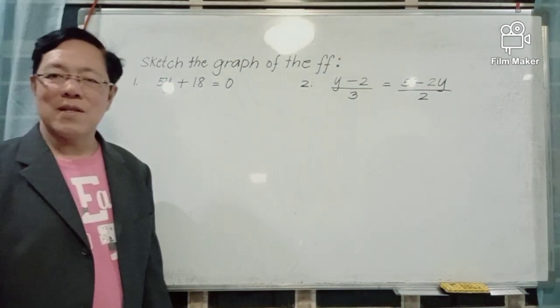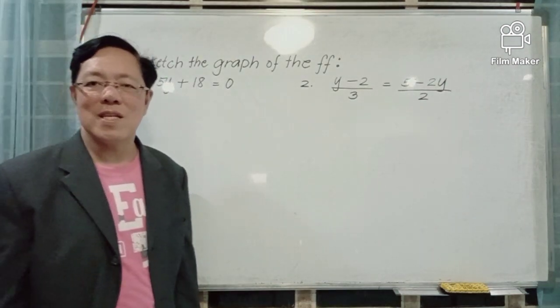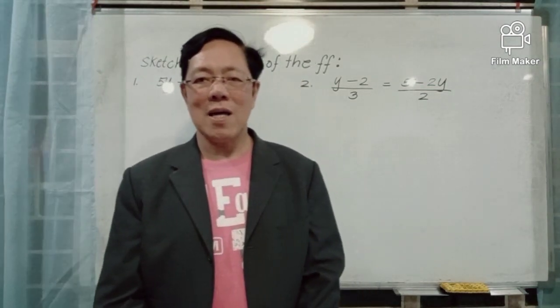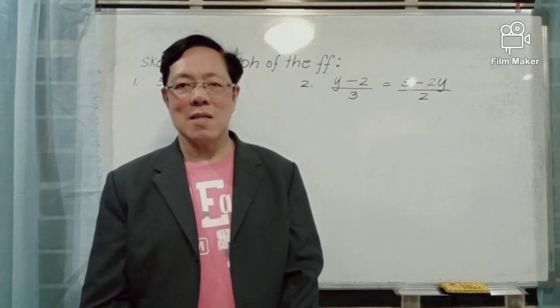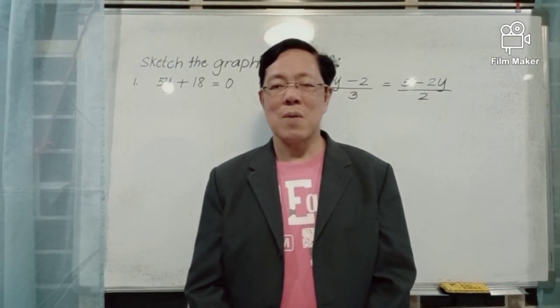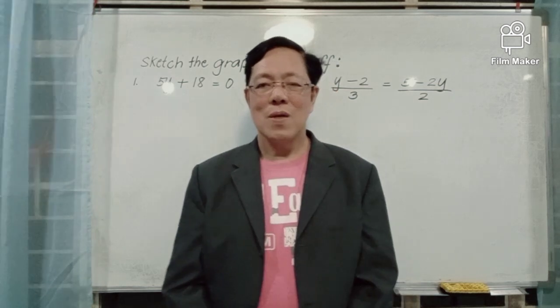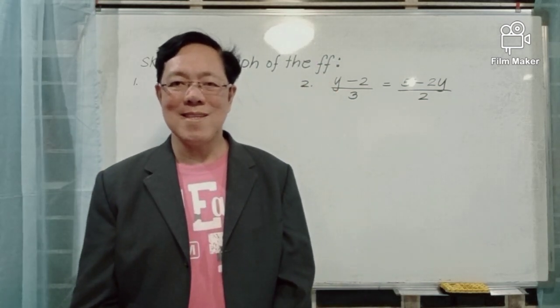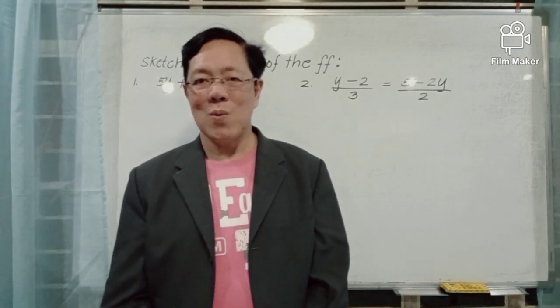As we said earlier, the graph of linear equation in one variable y is a horizontal line parallel with the x-axis, perpendicular with the y-axis, and passing through a point on the y-axis, which represents the solution of the linear equation in variable y.